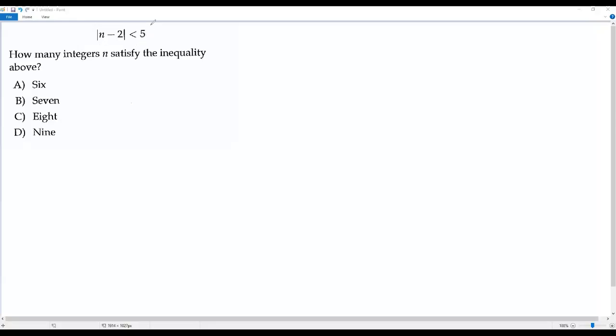So we have to solve this absolute value inequality for n, so that we can find the number of integer values for n which satisfy the given inequality. Okay, let's solve the given absolute value inequality.